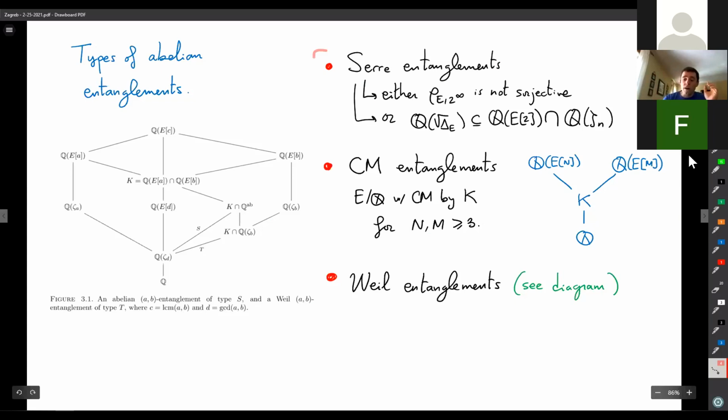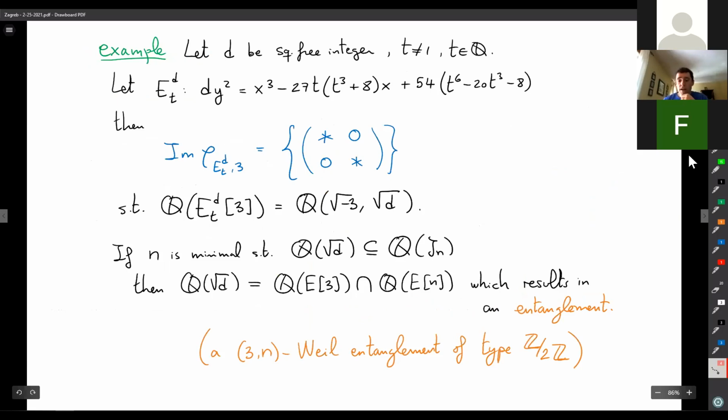So our running conjecture right now is that these are all the types of abelian entanglements that can happen, and we're working on classifying. We know how to classify these and these. So we're trying to classify all the possible Weil entanglements that occur. So here is an example of a Weil entanglement.